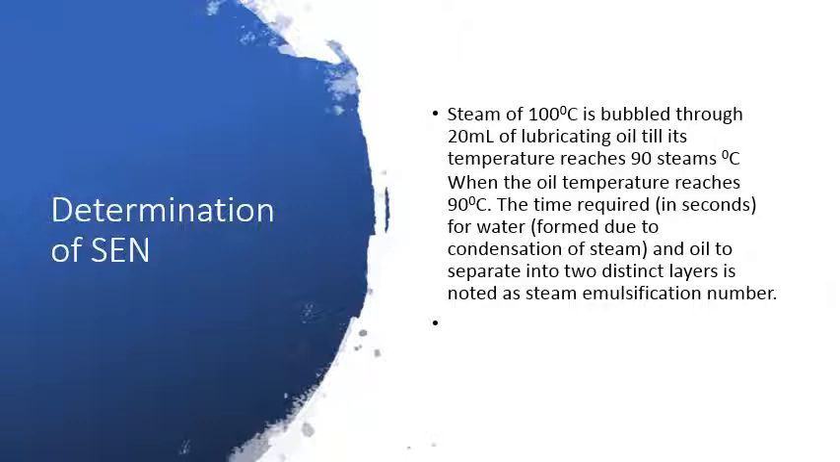So how do we determine the SEN, that is steam emulsification number or steam emulsion number. Steam at 100 degrees centigrade is bubbled through 20 ml of the lubricating oil in a test tube. So we take 20 ml of the standard oil sample in the test tube and we pass steam at 100 degrees centigrade through it. It is passed in bubble form until the temperature of this sample reaches 90 degrees centigrade, which is checked by a thermometer.